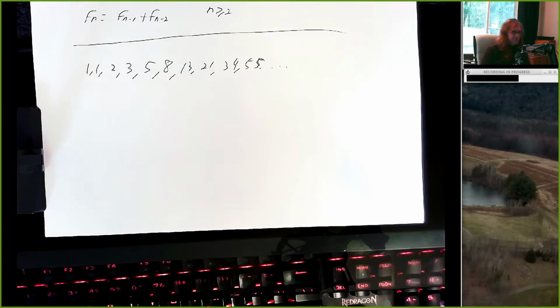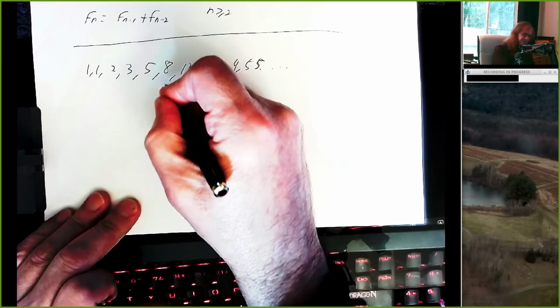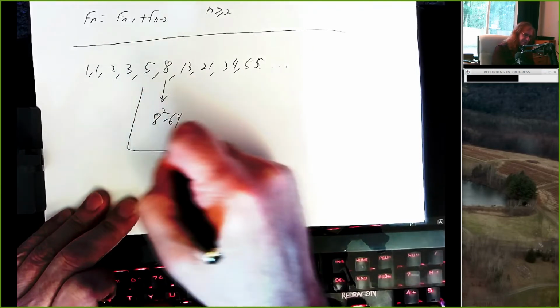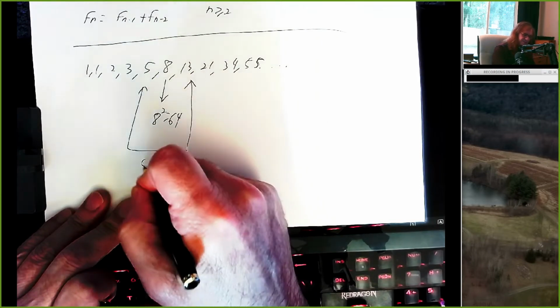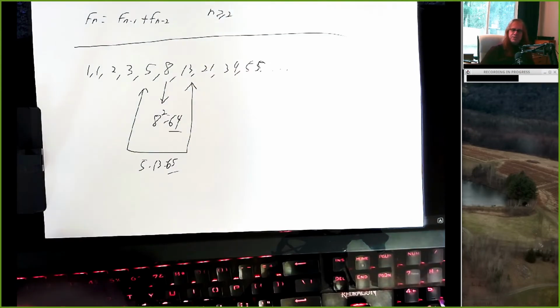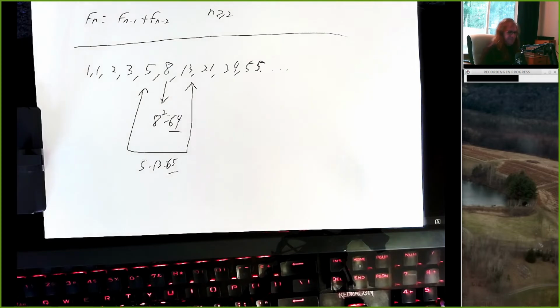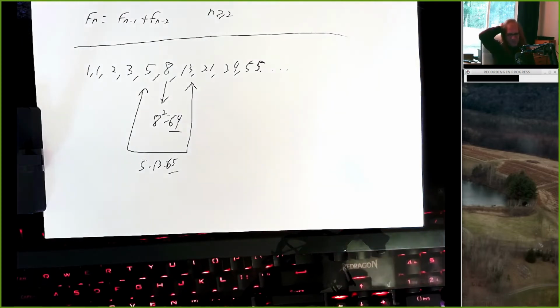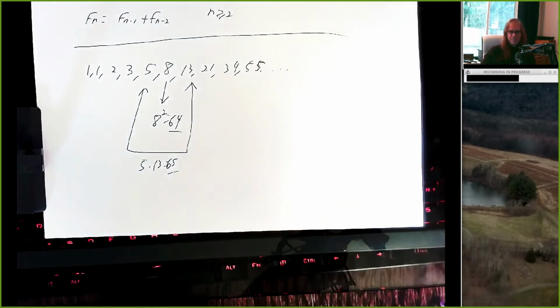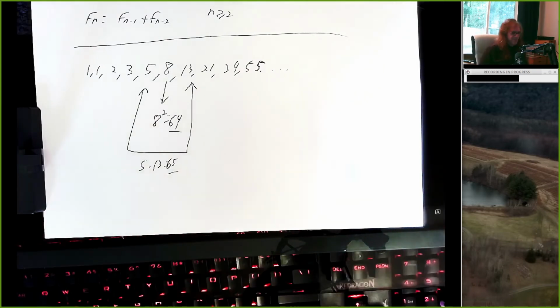And so one property of this is that if you take any number and you square it, and you take a pair of numbers on either side and you multiply them, these are always within 1 of each other. Sometimes the square is smaller, sometimes the square is bigger, but they're always within 1. And that's kind of a cool artifact.